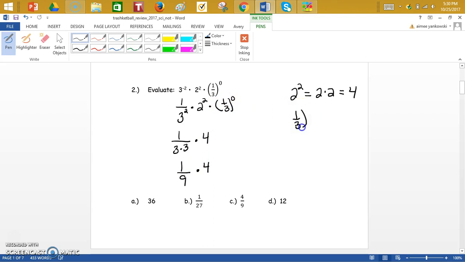1/3 to the 0 power. Any number raised to the 0 power is 1. So 1/3 to the 0 power means we'd be multiplying that by 1. And now this 4 could be 4 over 1. We're just going to multiply straight across the top, straight across the bottom. 1 times 4 is 4. Again, multiplying by 1 won't change the value. And 9 times 1 is 9. So that final answer is 4/9.